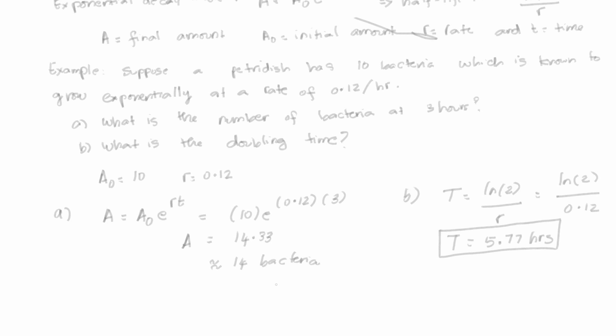Now, the doubling time would mean the time when I would have 20 bacteria. At 3 hours, I had about 14 bacteria, which would mean in a growing model, 20 bacteria would happen at a time greater than 3. And when I plug it in the formula, I find that answer to be 5.77 hours. It's quite simple, natural logarithm of 2 divided by the given rate.